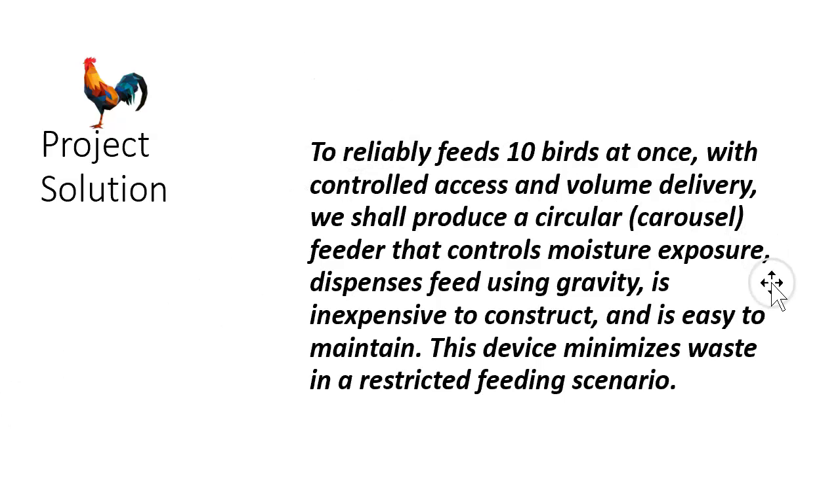So notice in this, let's read it. It says: to reliably feed 10 birds at once with controlled access to volume and delivery, we shall produce a circular carousel feeder that controls moisture exposure, dispenses feed using gravity, is inexpensive to construct, and is easy to maintain. This device minimizes waste in a restricted feeding scenario. So we give a lot of details about how the solution is going to solve the problem and some indication as to the design of the solution based on our design matrices and our mind map.